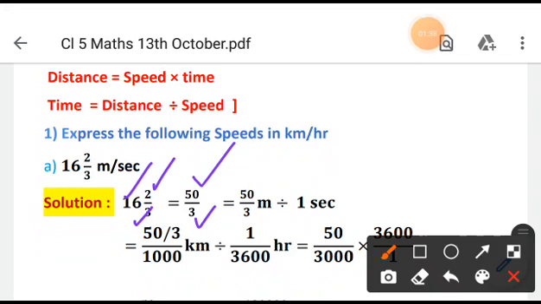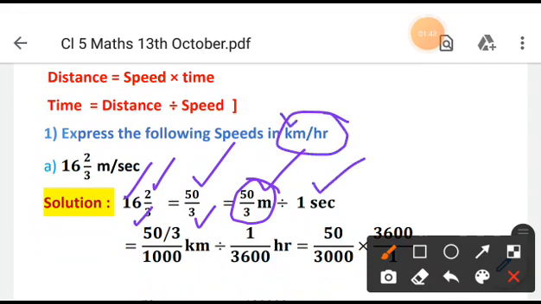Now 50 by 3 what? 50 by 3 meter. So 50 by 3 meter distance is covered in 1 second. Now since you will have to convert the speed in kilometer per hour, that is why you need to convert the distance first from meter to kilometer. So here the distance is 50 by 3, that you are dividing by 1000. Now children, I hope you remembered how to convert the distance from meter to kilometer. You will have to divide it by 1000.